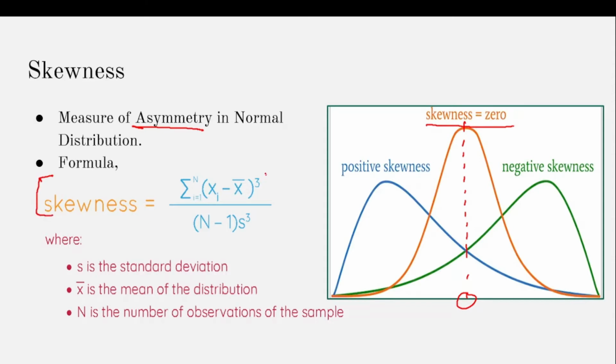This is the formula to calculate the value for skewness. Here, S represents the standard deviation, X bar represents the mean, and N is the number of observations in the sample. If we are considering population data, in that case, we can replace this N minus 1 by N. There can be two types of skewness present in a normal distribution, which are positive skewness or right skewed, and negative skewness or left skewed.